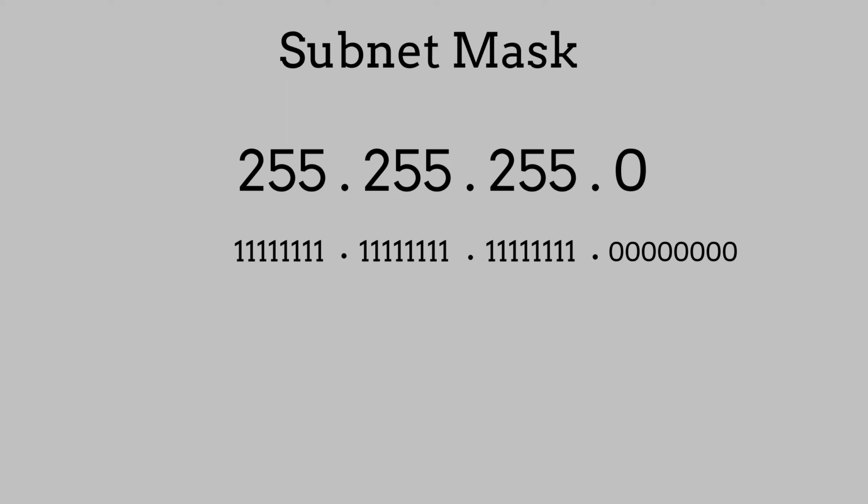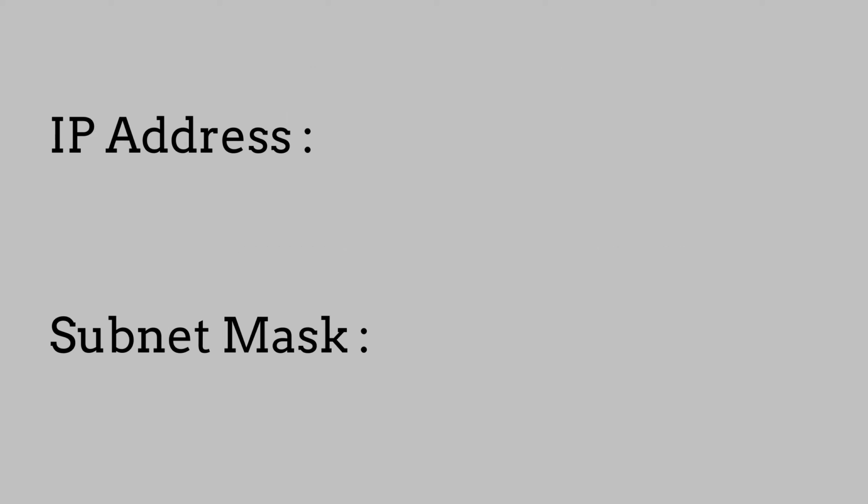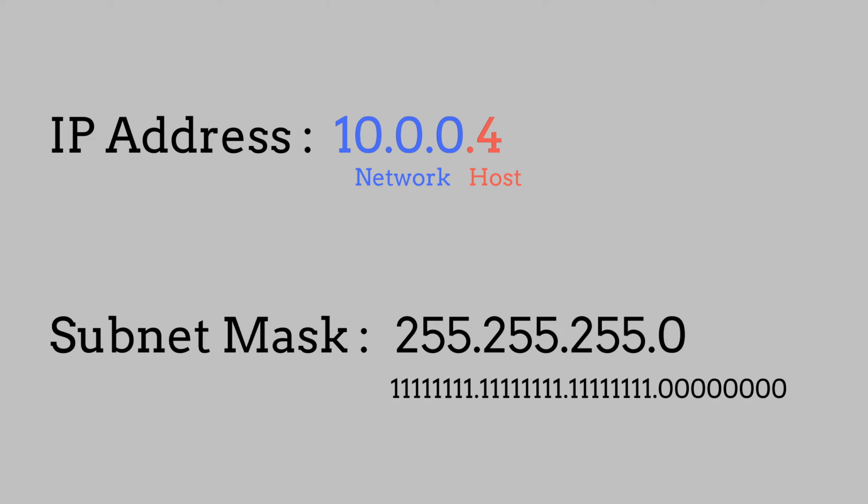Let's take a closer look at how subnet masks work with IP addresses. Here's an example where the IP address is 10.0.0.4 and the subnet mask is 255.255.255.0. In this scenario, the subnet mask reveals that the first three sets of numbers, 10.0.0, denote the network, while the last number, .4, identifies the host within that network. You might be wondering, how do we deduce this? The answer lies in the binary form of the subnet mask.